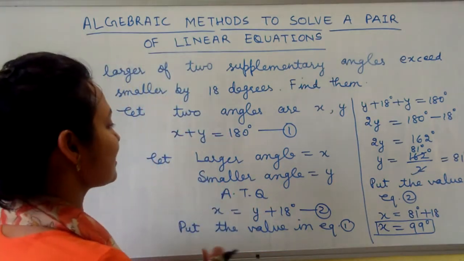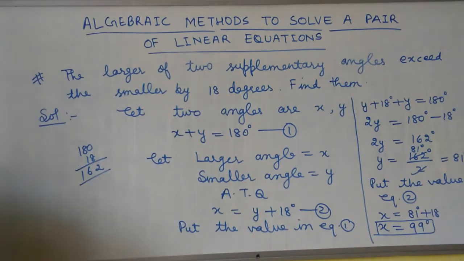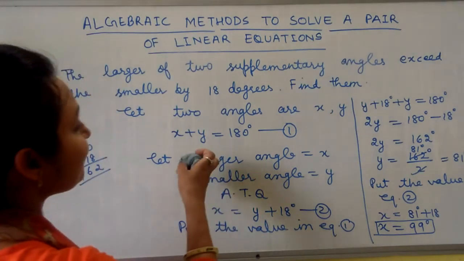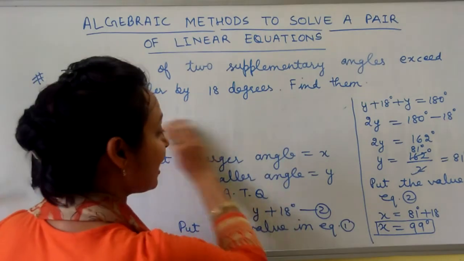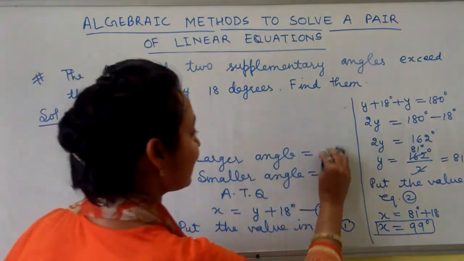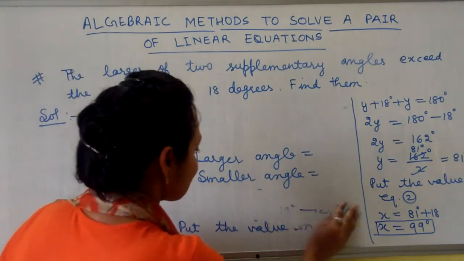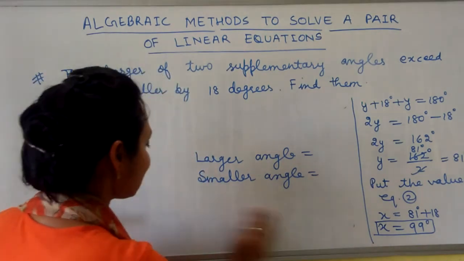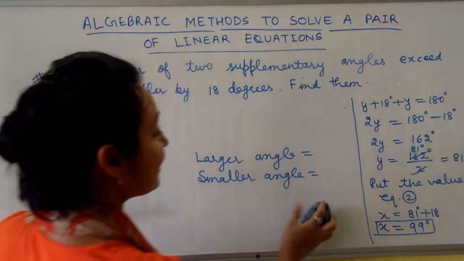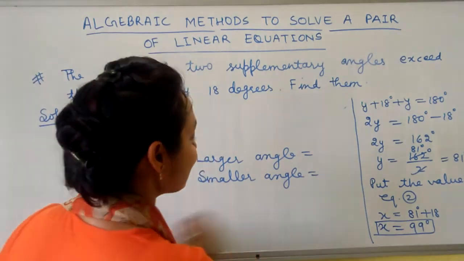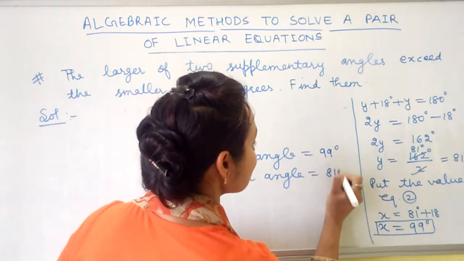So we have the larger angle. In this way we can easily find the angles. Now the larger angle is 99. At the last I will write that the larger angle is 99 and the smaller angle is 81.